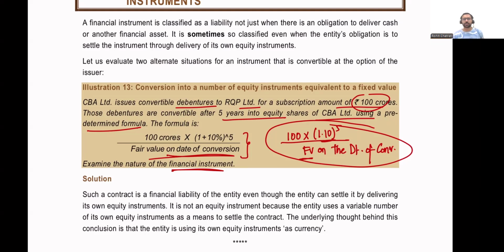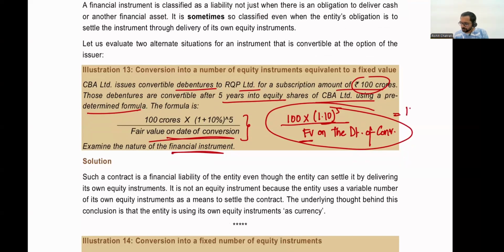Let me actually calculate what is 100 multiplied by 1.10 whole power 5. It is 161.05 crores. So whatever be the fair value of the equity share on the date of conversion, the holders of these convertible debentures will actually receive 161.05 crores worth of equity shares. So they are not exposed to the performance of the company over the next 5 years.